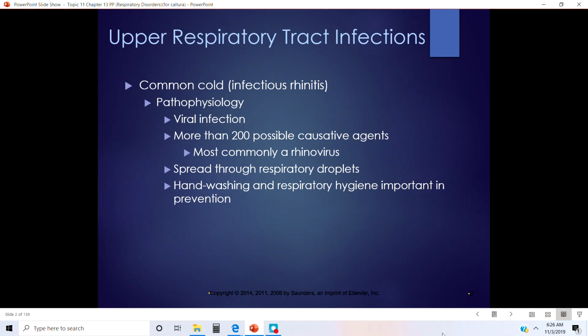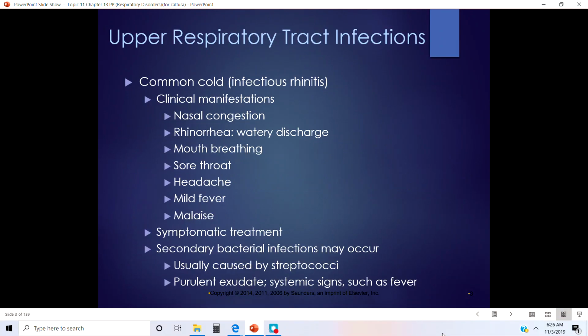That's why it's just so important to wash your hands and to cover your mouth when you cough, that type of thing. So we basically all have had a cold. Some of the clinical manifestations are going to be nasal congestion, right? Just kind of like a stuffy nose. The term for runny nose is rhinorrhea. Okay, so that's basically a watery discharge that comes from the nasal cavity.